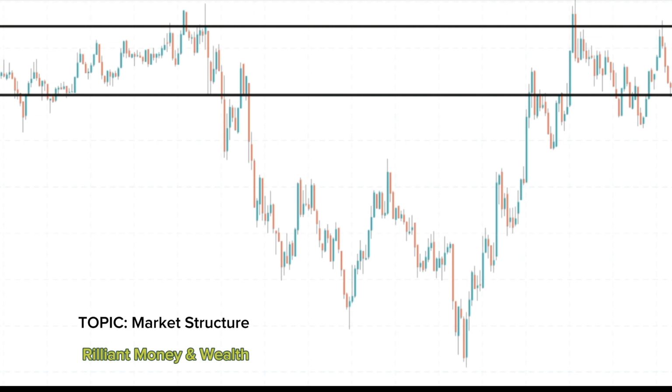So guys, that is just for today. I was just to show you the structures of a downtrend, uptrend and choppy market.